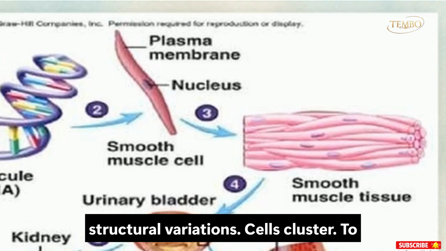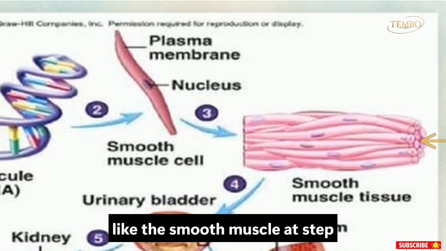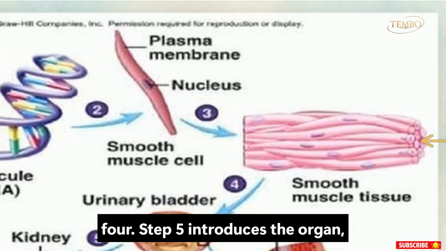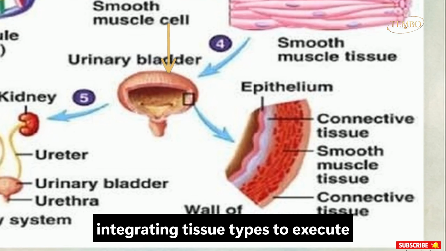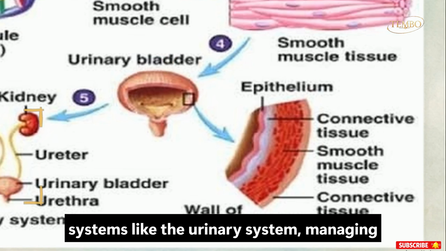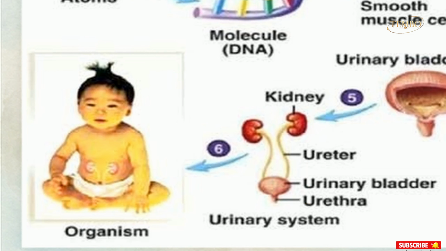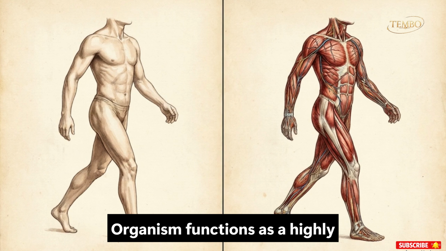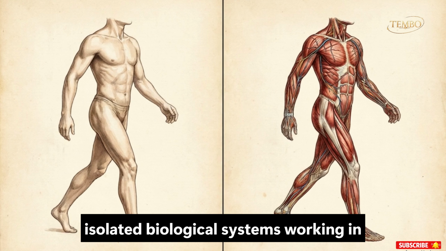Cells cluster to perform specific functions, forming tissue, like the smooth muscle at step 4. Step 5 introduces the organ, integrating tissue types to execute complex tasks. Organs network into systems, like the urinary system managing excretion, ultimately culminating in the individual organism. An individual organism functions as a highly coordinated integration of millions of isolated biological systems working in unison.